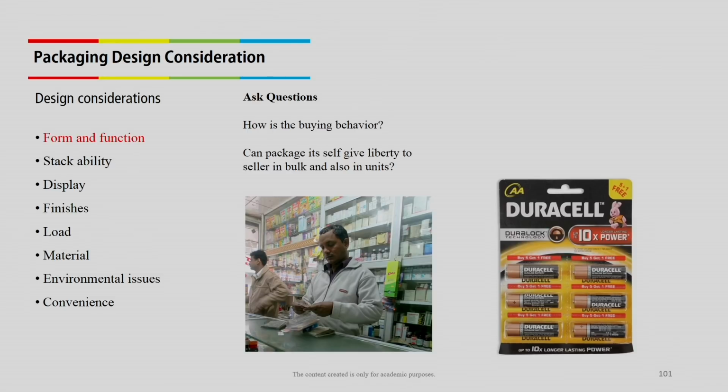The designer also should ask how is the buying behavior of the customer. Can the package itself give liberty to the seller to sell in bulk and also in units? So, you can see some of the packages in the market have an option to sell in bulk as well as an option to sell in units. In this particular design also there are marks where you can tear off and you can sell units as well as in bulk.